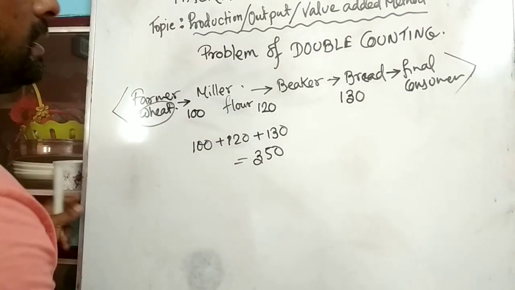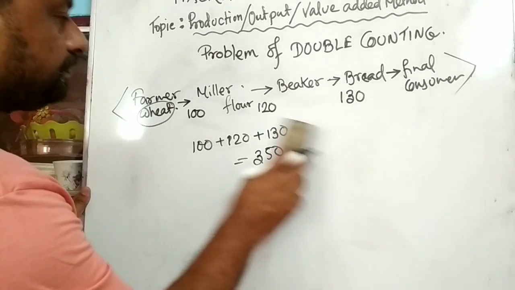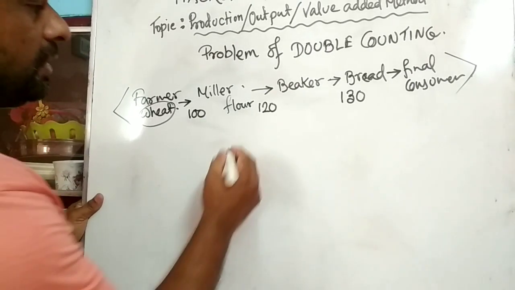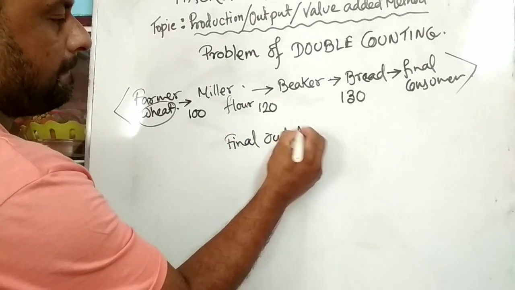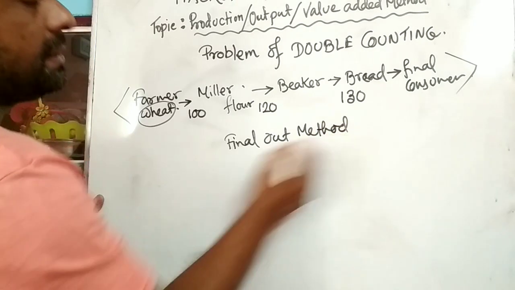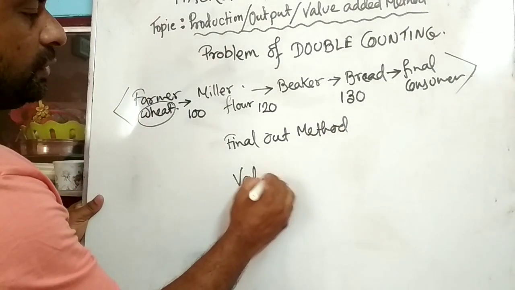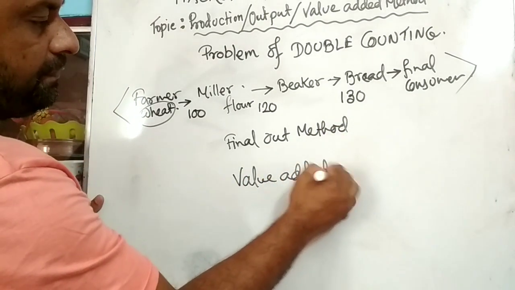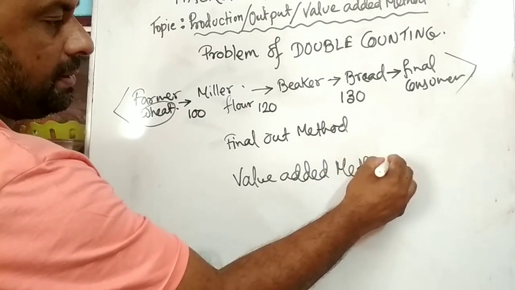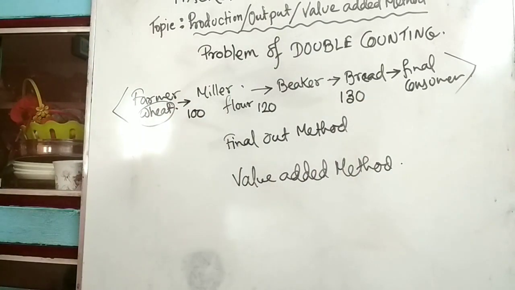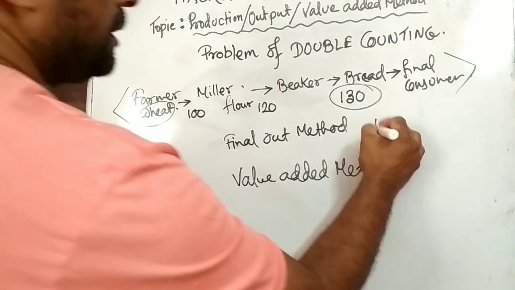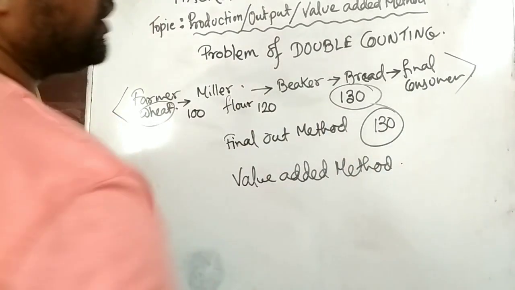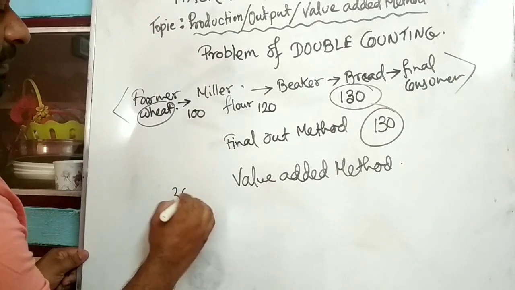We can solve it by 2 methods. What are the 2 methods? One is final output method. Second one is value added method. Okay. Final output method means what is the final value of the final product? Here the value of the final product is what? 130 of bread. So 130 is the actual national income, not the earlier one, 350.